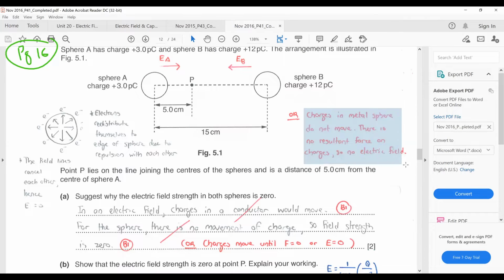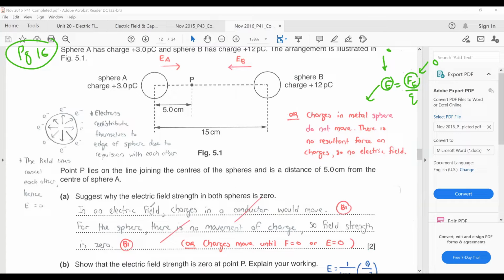You could use back the answers from the previous question under page 7. This is the answer from your previous question. You say that the charges in the metal sphere don't move. There's no resultant force on the charge, so there's no electric field. The reasoning is because E is Fe over Q. If this one is 0, obviously this one is going to be 0.